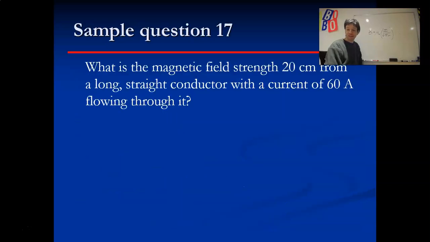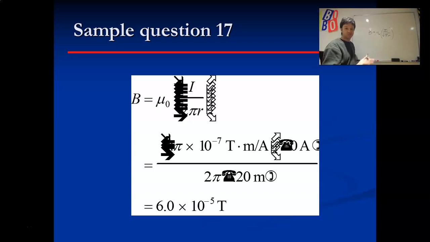Okay, but let's try an example. Now this example is on the back of your handout. It's example number 1. You're just going to find the magnetic field strength 20 centimeters. So r is going to be 20 centimeters, but make it meters, so 0.2 meters, from a long straight conductor with a current of 60 amps flowing through it. We don't even need to rearrange this equation. So make sure you can plug everything in. Wow, something interesting happened to my PowerPoint. But once you plug everything in, you're going to get 6.0 times 10 to the minus 5 Teslas.